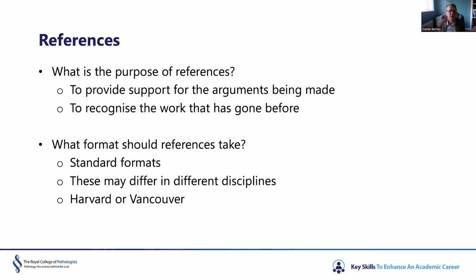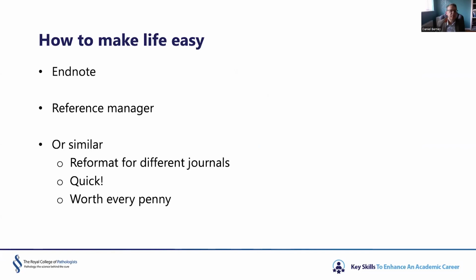So references should support the arguments being made and recognize the work done before. As I've said, there are standard formats for different journals, but hopefully with EndNote, that makes things much, much easier. And a click of a button can change the referencing in a journal. I would thoroughly recommend it. EndNote Reference Manager, a little old-fashioned now. I think most people use EndNote. They are worth every penny, but hopefully journals can help you now do that sort of thing.